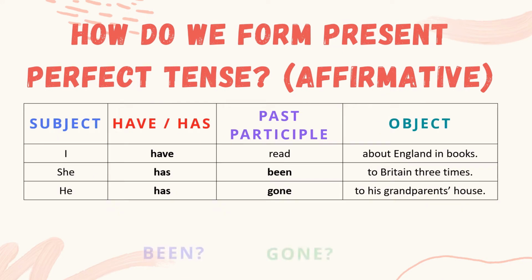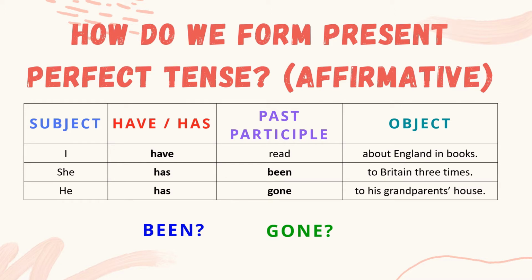The first sentence, I have read about England in books. Read is an irregular verb, therefore the form remains the same. However, the word read only has different way of pronunciation. In present tense, it is pronounced as read. In past simple or past participle, it is pronounced as read.